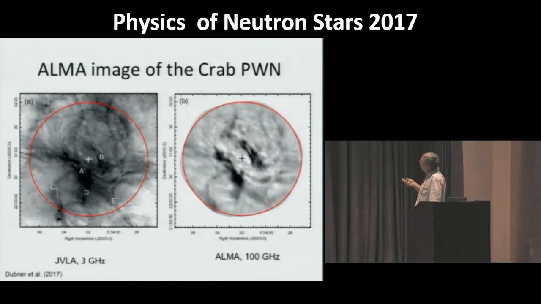We have recently also obtained ALMA images of the Crab nebula. They're not very good because it was done during the very early phase. But anyway, you can still see the torus, this wisp region, at 100 gigahertz very well. And you can see one of the two jets and what I think is a filament, but not the third jet.